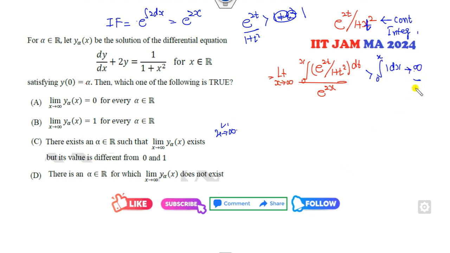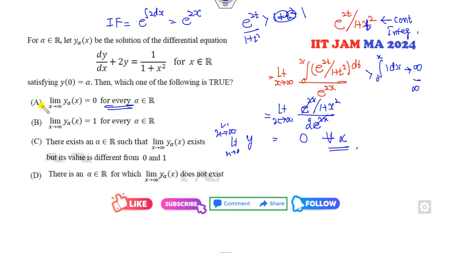So when the numerator is infinity, the denominator is also infinity, so it's an infinity by infinity form. So I can apply L'Hopital's rule. What is the L'Hopital rule? This is e raised to power 2x over 1 plus x square, divided by 2 times e raised to power 2x. So it will be cancelled out. Now you can substitute the infinity, it will be 0. So the limit as x approaches infinity is 0 for all alpha. So that means for all alpha is the right answer.